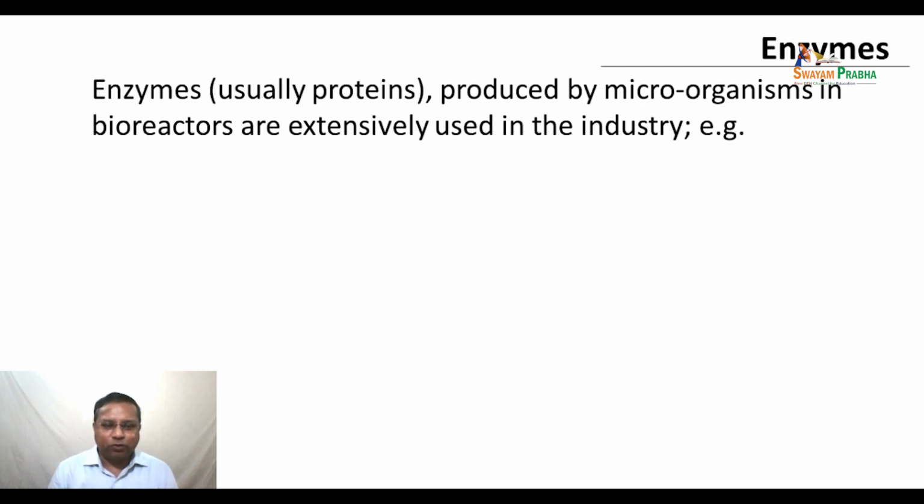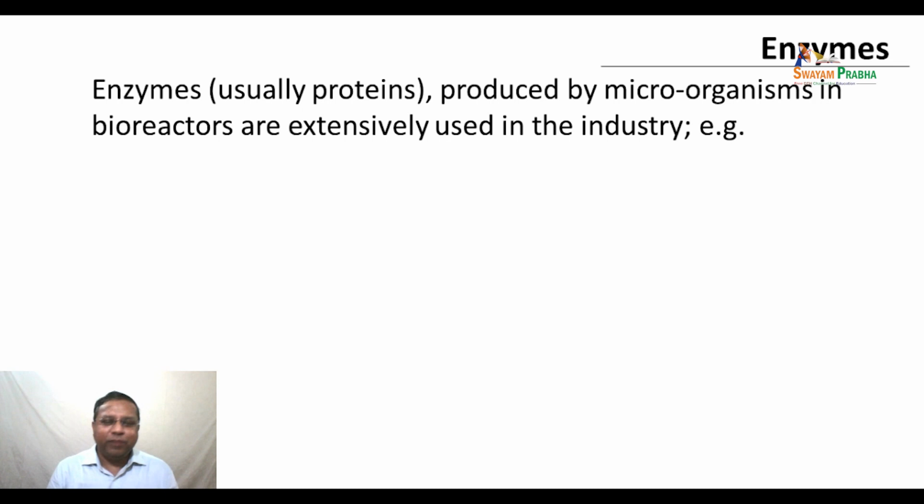We said we will slightly improve the outcomes from the bioreactor, cells themselves and the products that are made. Earlier we said that the products that were made by the cells could also be the products that result from an enzyme mediated reaction. All of you would have heard of enzymes. Enzymes, usually proteins, which are produced by microorganisms in bioreactors, are used extensively in the industry. And that is the interest in the enzymes themselves.